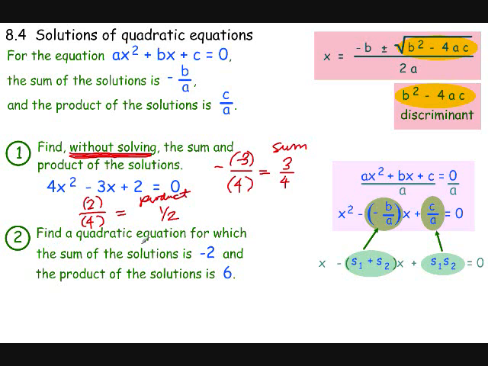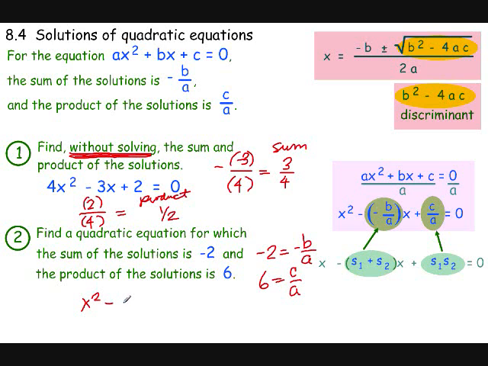Part 2. Find a quadratic equation for which the sum of the solutions is -2. Okay, so if I've got -2, and I know that that's equal to negative b over a, and the product is 6, and I know that that's equal to a positive c over a, and here I've got the equation right here. This couldn't be simpler. I'm just going to plug those in. This actually isn't even all that much fun. It's only fun if it's challenging.